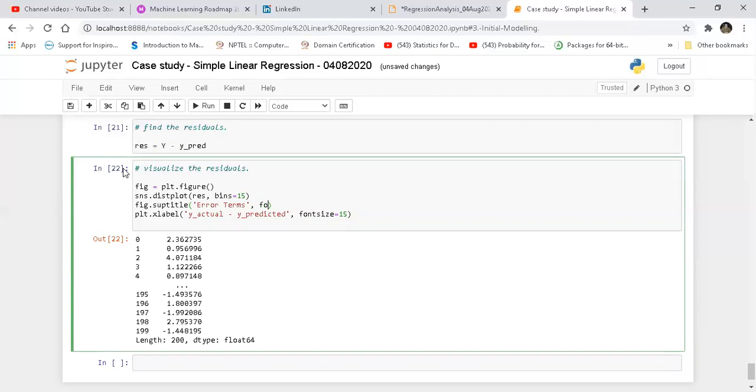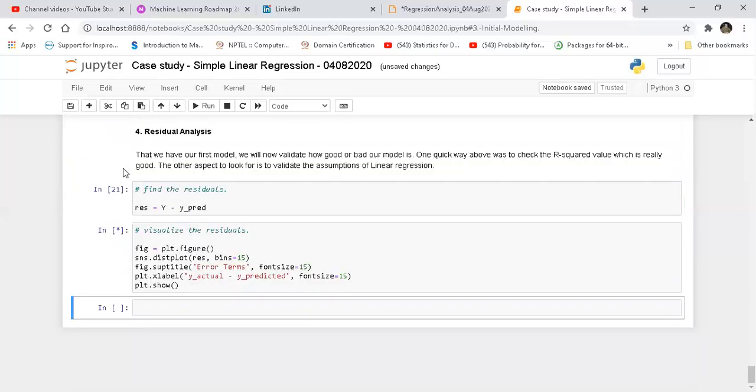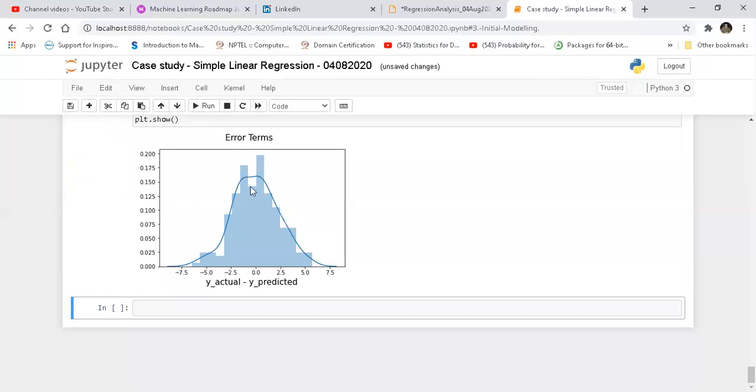I'm also going to say font size is equal to 15, let's say. Okay, finally, let's not waste time, plt.show. So if I do a plt.show, it is going to show me the distribution of the error terms. You see, I have a very good model.